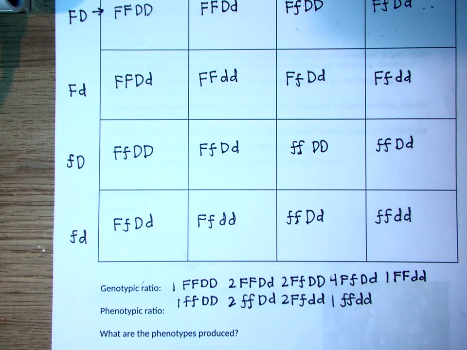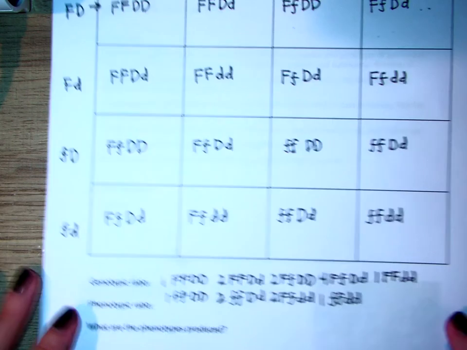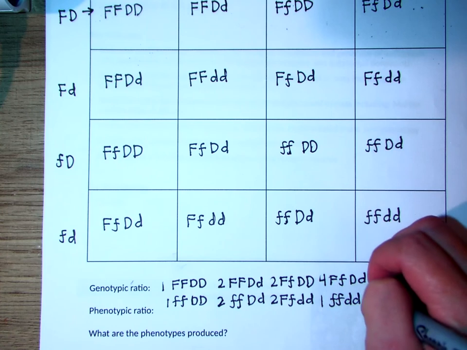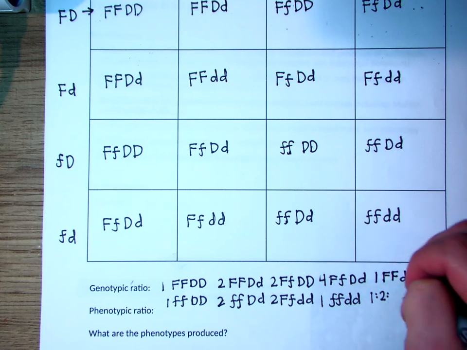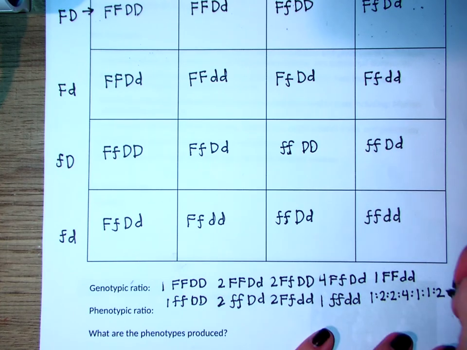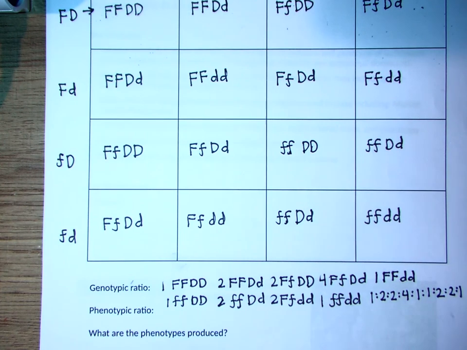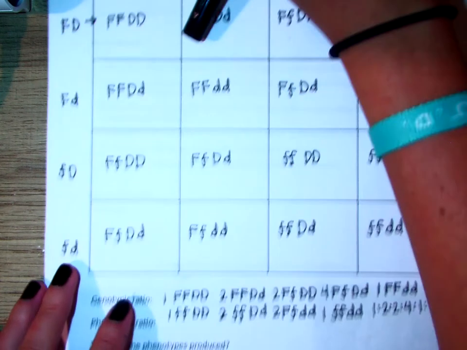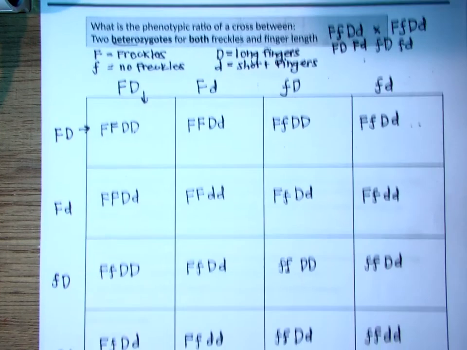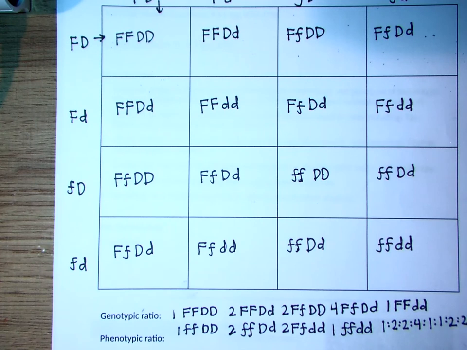Okay, we're good. All right, so you could write it out like that, or you could say 1 to 2 to 2 to 4 to 1 to 1 to 2 to 2 to 1. And just so you know, on the assessment, if you have to do a dihybrid cross, and you will, it's not going to be 2 heterozygotes, which means that the genotypic ratio won't be so messy. Okay? All right, phenotypic ratio.